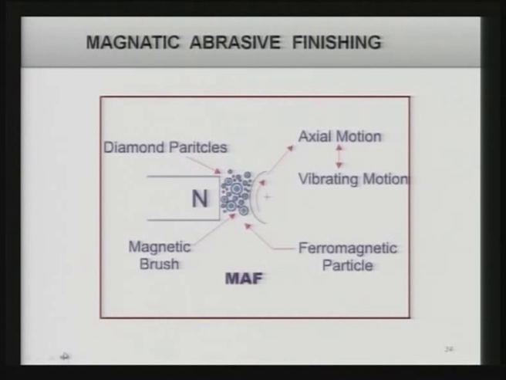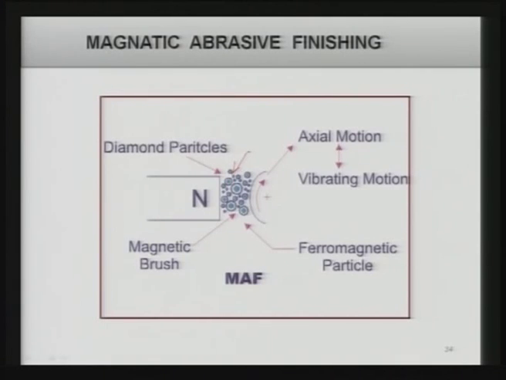Now, there is another process known as magnetic abrasive finishing. We can understand this. In this particular process, what you have is diamond particles which have been sintered with ferromagnetic particles, and once these diamond particles have been sintered with the ferromagnetic particles, they form what is known as a magnetic abrasive particle, and that is shown over here.